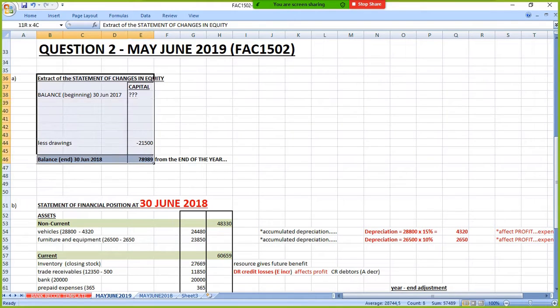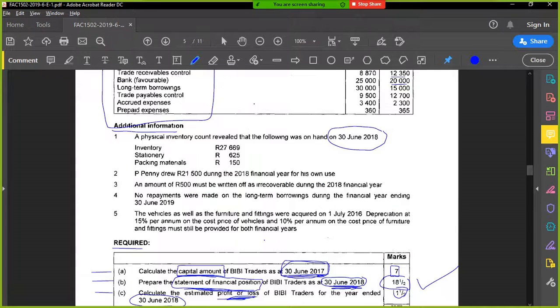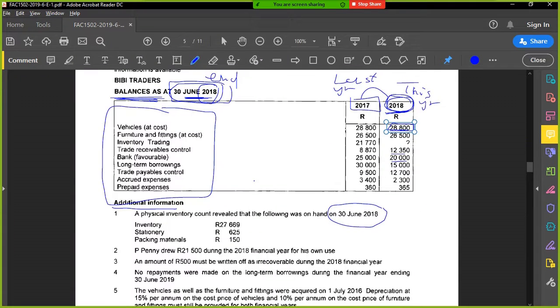So now if you're looking at the extract, I'm still going to have profit for the year, which I don't know. So I've got two unknowns. How can I get one of them? Can I get the profit for the year? Did I have income and expenses in this question? No, no income and expenses here. What were you given in the question? Assets and liabilities, weren't you? So is it possible to calculate the capital at the beginning of the year?